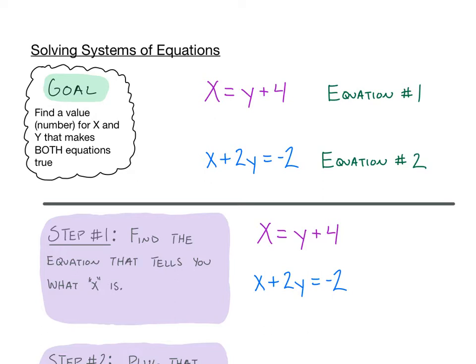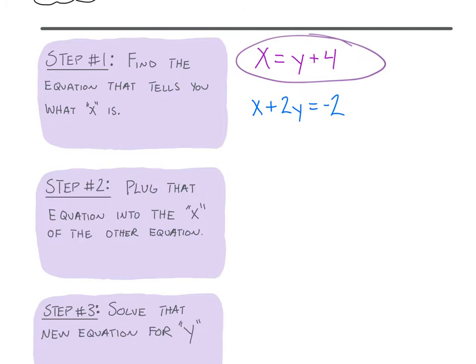Step 1 tells us to find the equation that tells you what x is. So we're just going to look at both of our equations, and we're going to circle the one that tells us what x is. And there we have it. This equation says x equals y plus 4. Let's move on to step 2.